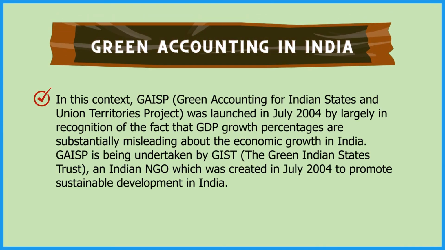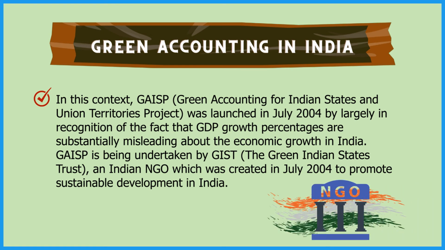So when we talk about green accounting in India, I know this is a concept that has been traditionally valued and has also been tried to be implemented. So in this context, the Green Accounting for Indian States and Union Territories project, GAISP, was launched in early 2004, largely in recognition of the fact that GDP growth percentages are substantially misleading about the economic growth in India. So GAISP was undertaken by GIST, the Green Indian States Trust, an Indian NGO, which was created in July 2004 to promote sustainable development in India.